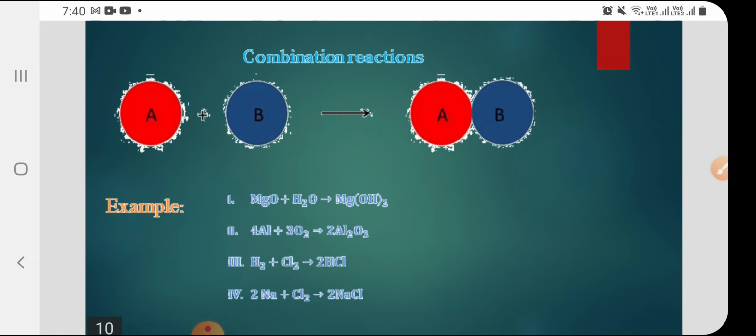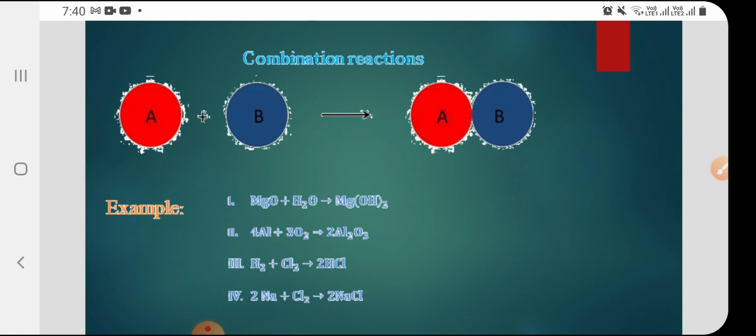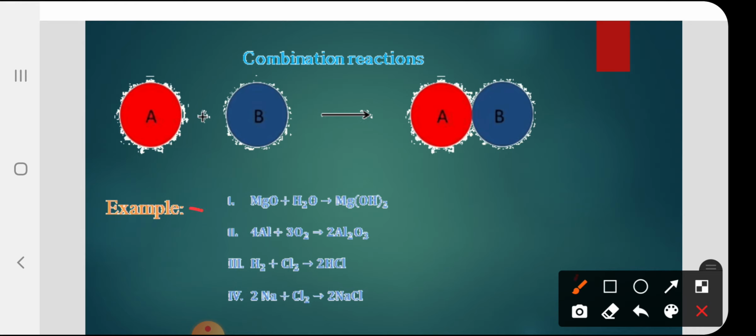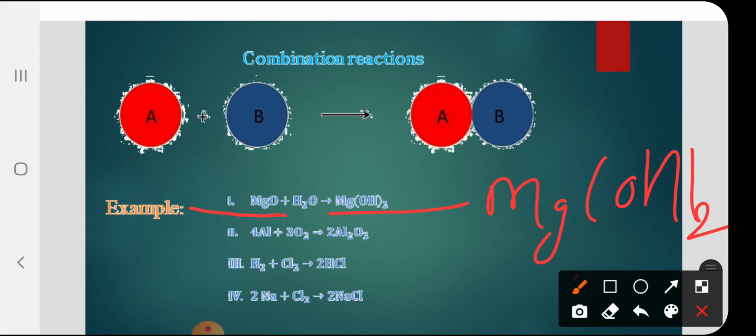The third reaction is MgO plus H2O gives Mg(OH)2, that is magnesium hydroxide. This is magnesium oxide and this is magnesium hydroxide, Mg(OH)2. The next reaction is Al plus 3O2 gives Al2O3, that is aluminium oxide. Next is hydrogen and chlorine gives HCl. HCl is called hydrochloric acid. Next is Na plus Cl2 gives NaCl. NaCl is called sodium chloride, also known as common salt.